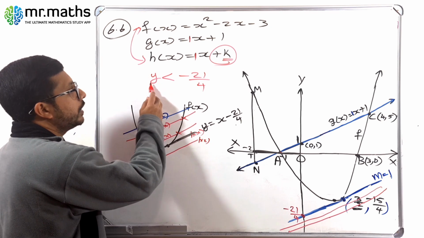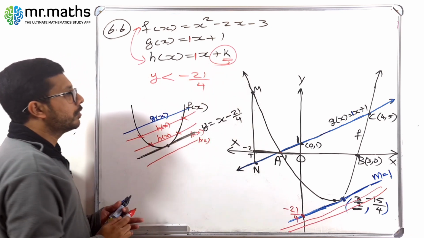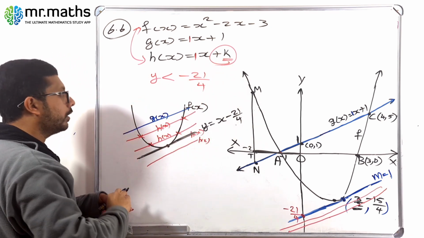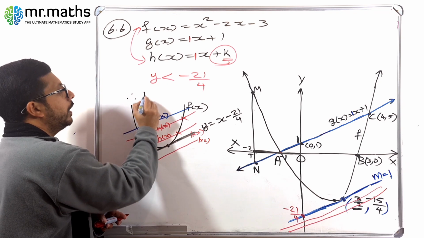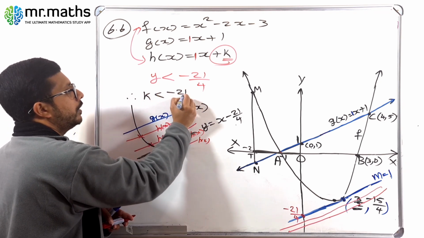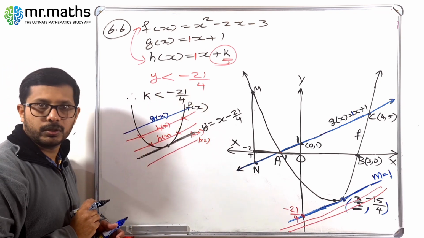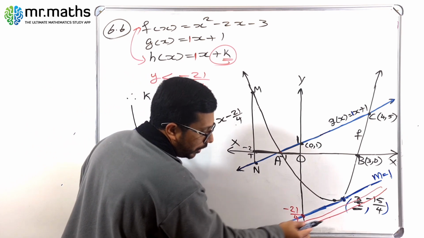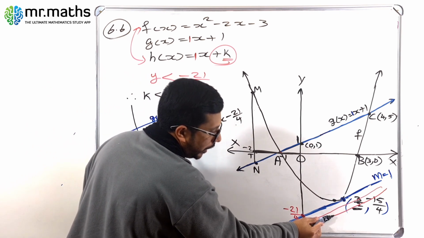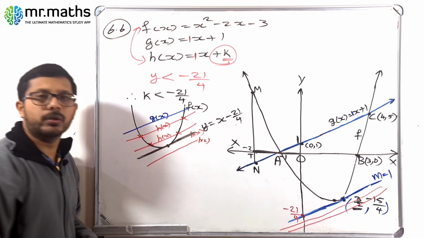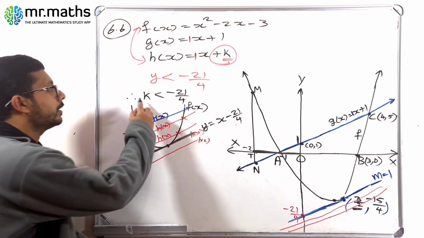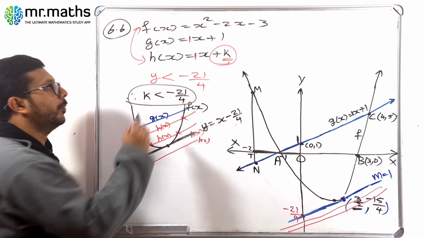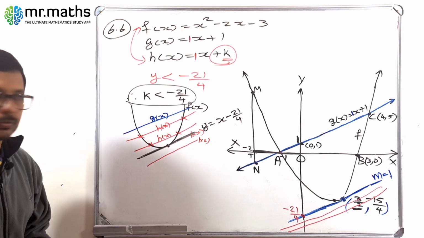So what does this y stand for here? It is k. So we can say that therefore k is less than minus 21 over 4. So when k is less than minus 21 over 4, this h of x graph and this parabola do not intersect. So the answer is k is less than minus 21 over 4.